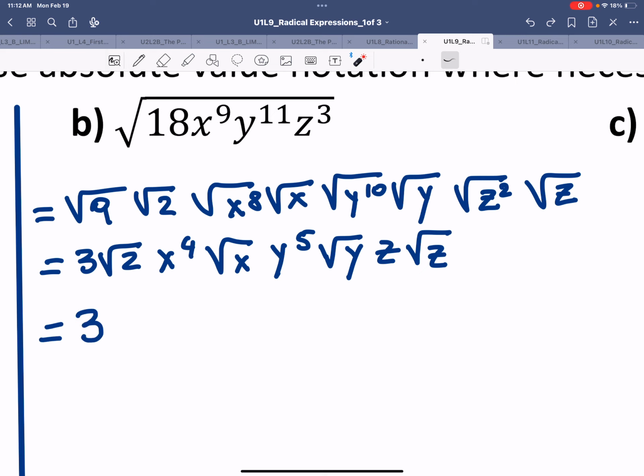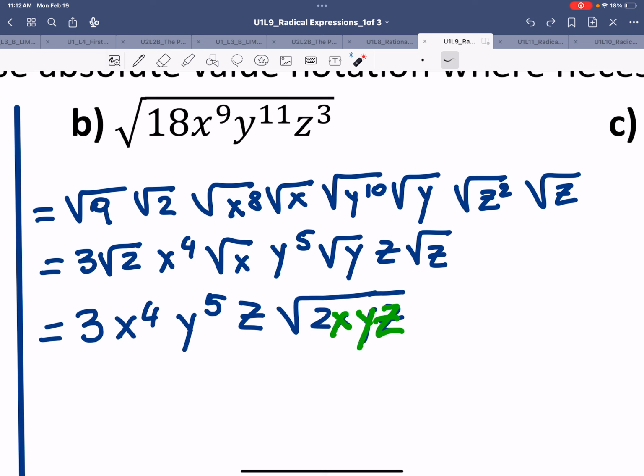So next, we are trying to simplify. We have the number 3, and then we have x to the 4, y to the 5, and z. So we brought together all the terms that didn't have radicals, and we'll bring together inside the same radical all the terms that are inside radicals: the 2, the x, the y, and the z.